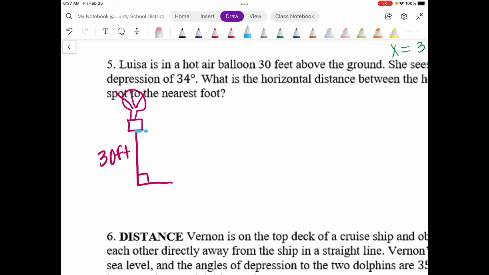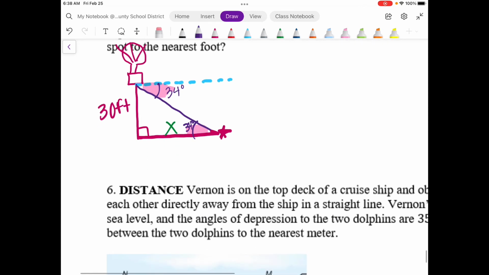So again, here's my imaginary horizontal line. We're talking about an angle of depression because it's going to go down. And that angle of depression is 34 degrees. So we're going to assume the landing spot ends up being here. What is the horizontal distance between the hot air balloon and the landing spot? So horizontal distance, we are looking for this right here. And because, again, it is the angle of depression, we're going to transfer this angle down to here. So if that angle was 34 degrees, this is also going to be 34 degrees.